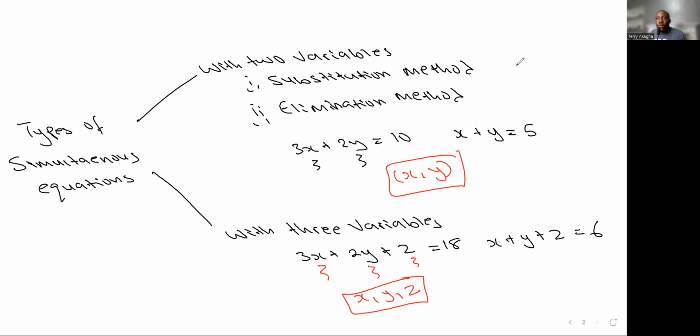In the next video, I'm going to start with the two variables. I'm going to start with the substitution method, then go to the elimination method. Then in the last video of this series, I'm going to talk about the three variables. So I'm going to see you in the next video, where we'll use the substitution method to solve for two variables. See you soon.